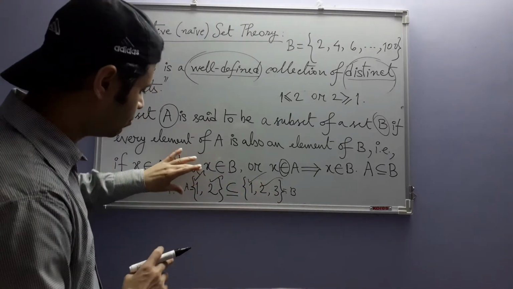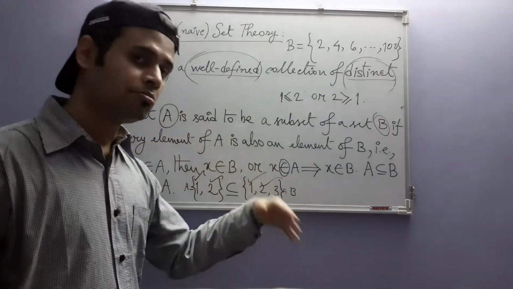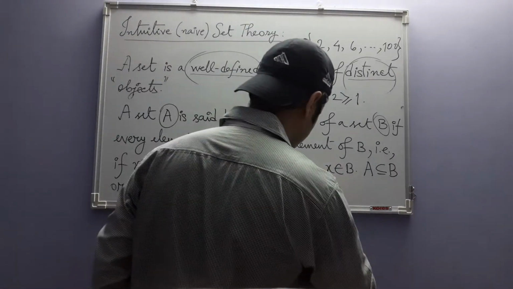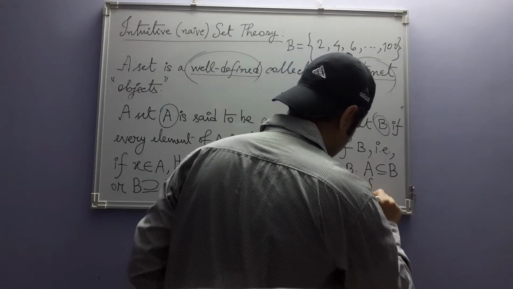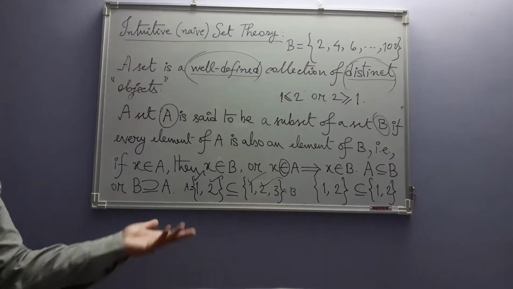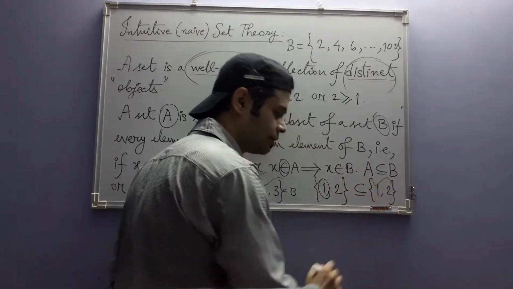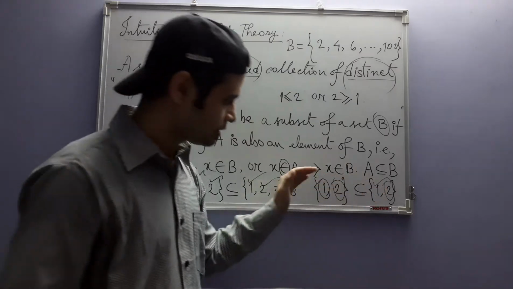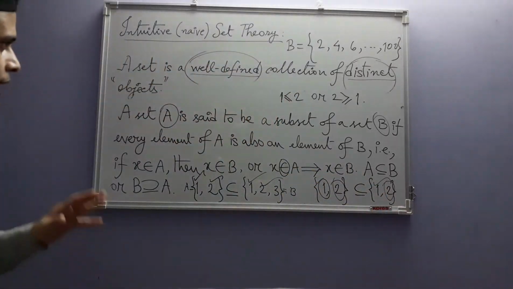We only have to look for the elements of A and see whether they belong to B as well or not. In the same vein, this is also a subset of 1, 2. Because you choose this element 1, it is there in the second set. You choose this element 2, it is there in the second set. So this set is a subset of itself. That always happens.